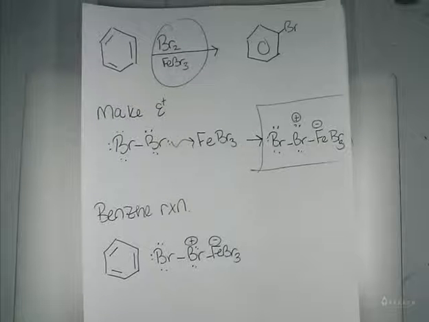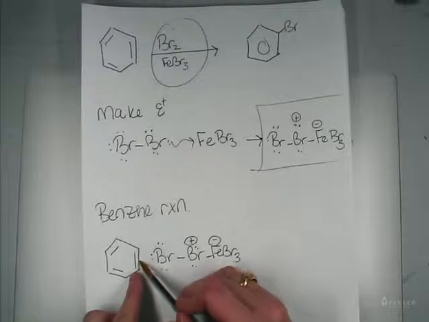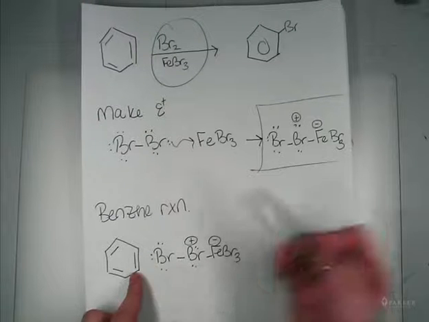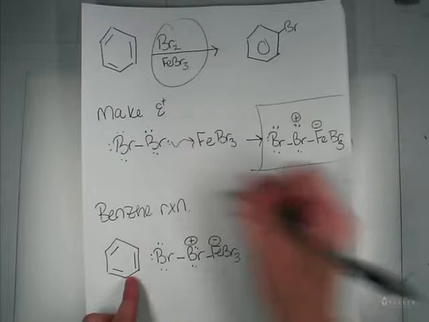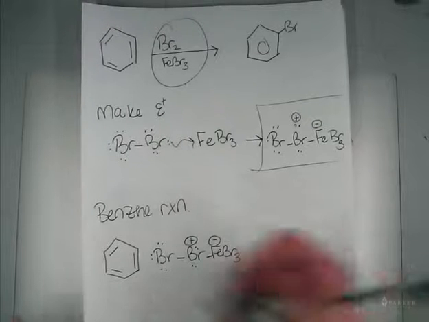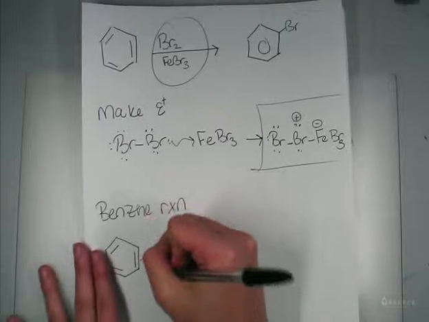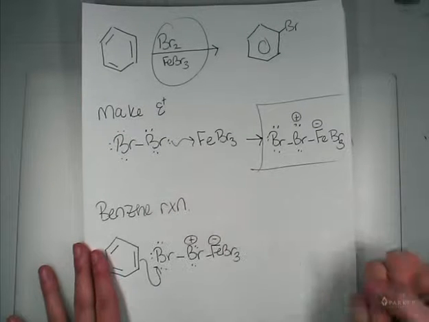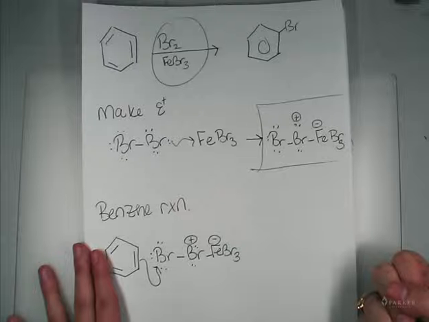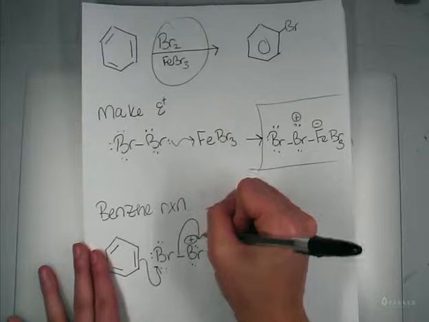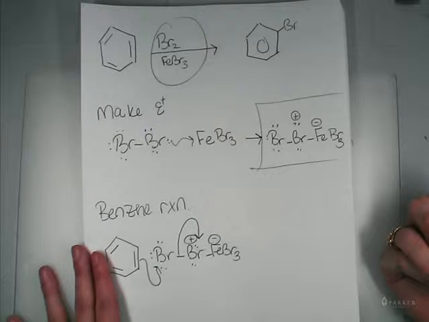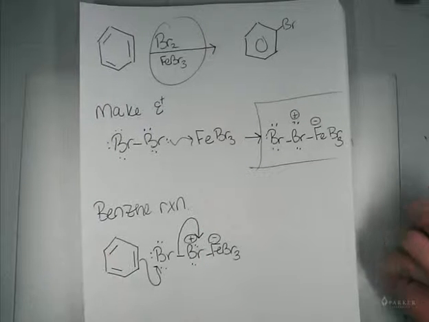Now what's going to happen, the best way to explain this, let me show you and then explain it. I think it would be easier. So benzene wants to make a bond with something. And because the double bonds are made up of electrons, and this is a really good electrophile, meaning it wants to be attacked, the double bond of benzene is actually going to make a bond right there to that bromine, causing this bond to break and go onto that bromine as a lone pair.